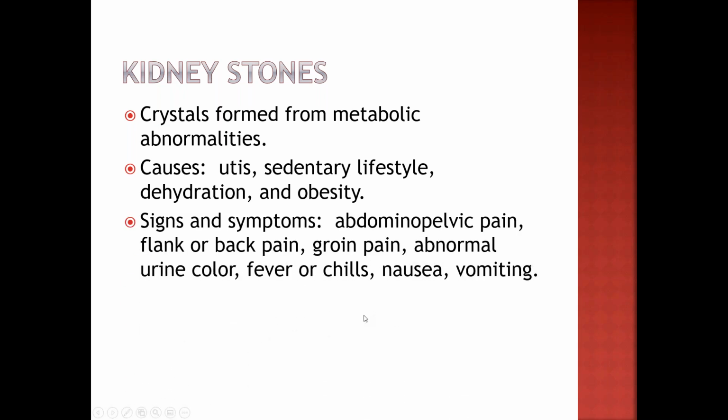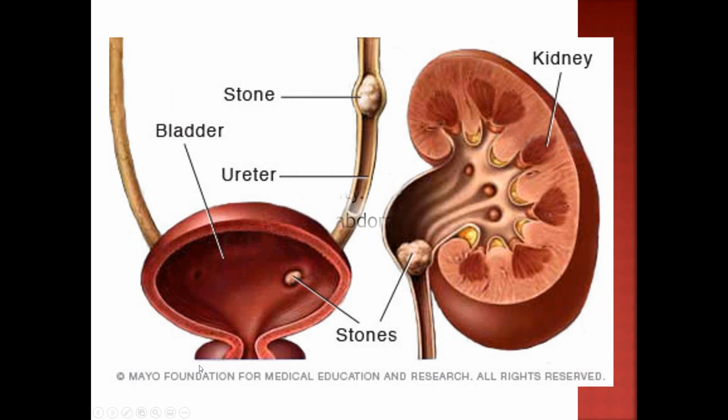Signs and symptoms that we're going to see: abdominal pelvic pain, flank pain, groin pain, abnormal urine color, fever, chills, and then also nausea and vomiting associated with that. So there we can see the ureter, where we're going to pass our urine, and then we can see that individual is trying to pass that stone. So we can see it's going to get stuck in there, heavy amount of pain, not much that we can do for this besides get them into the hospital.